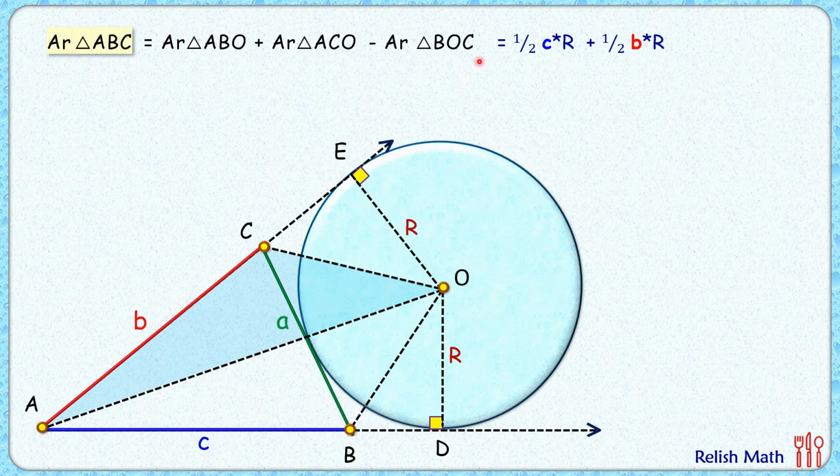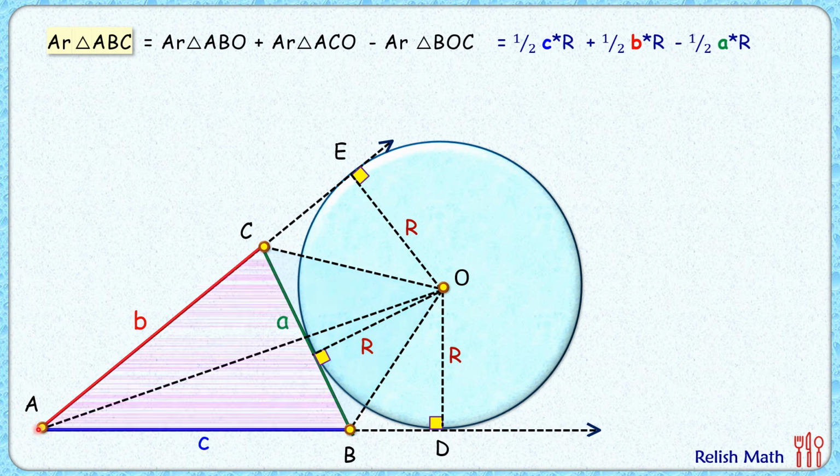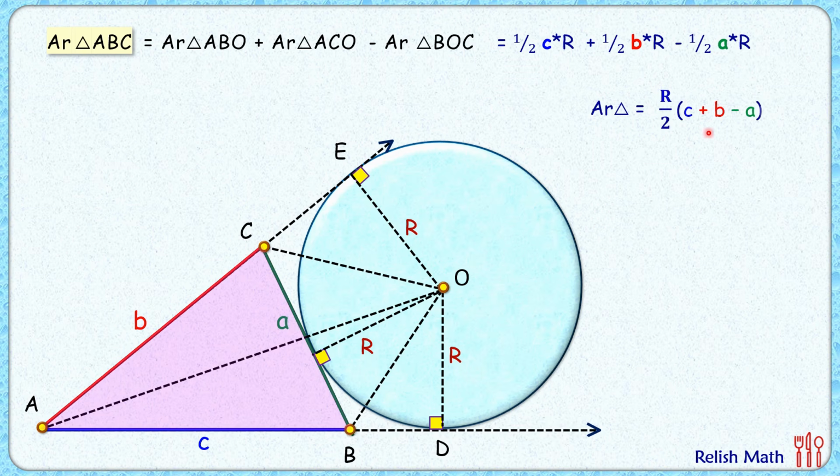Now from this we have to subtract the area of triangle BOC, that is this area we have to subtract. For that, if we take CB as the base, then this length will be the height, which is R. So we'll subtract half of A times R. Now the area of this triangle ABC is nothing but, here we'll take R by 2 as common, so what's left inside is C plus B minus A.